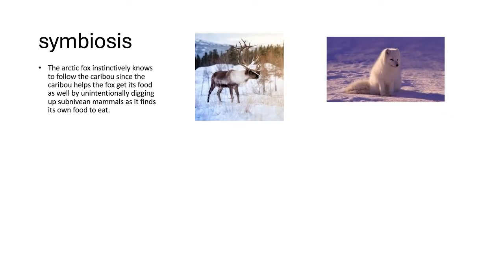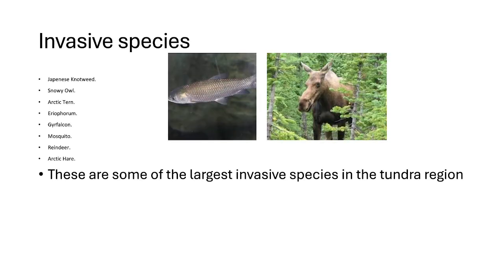Symbiosis: Arctic foxes and caribou. The Arctic fox follows the caribou since the caribou helps the fox get its food, as well as unintentionally digging up subnivean mammals as it finds its own food to eat. And this doesn't really affect the moose very much.